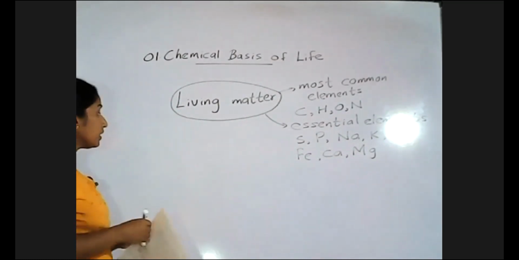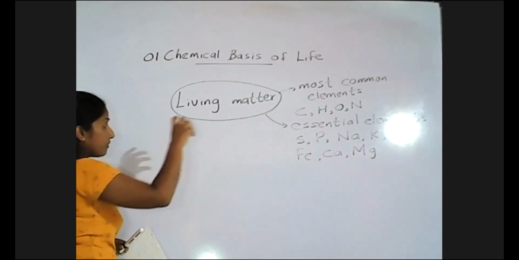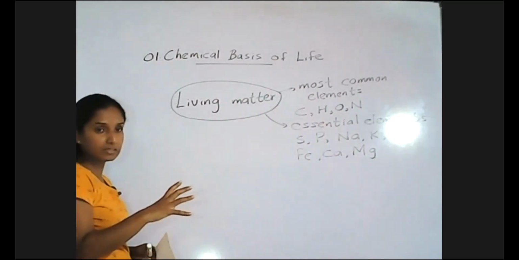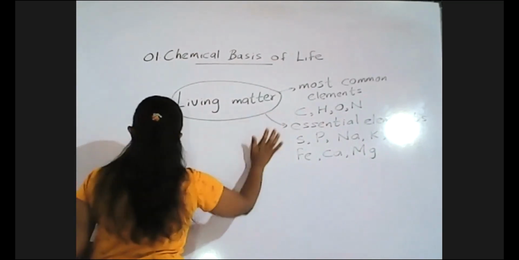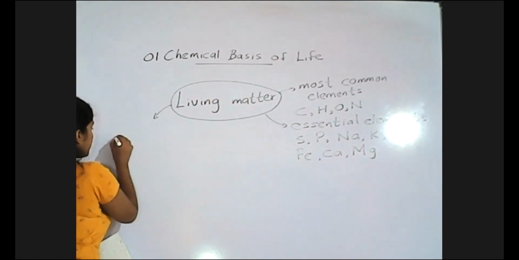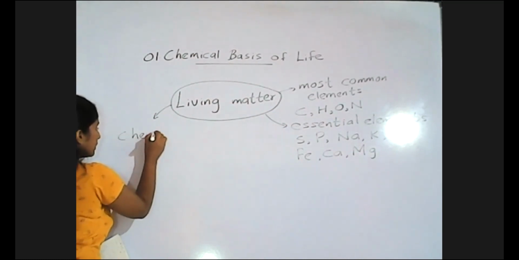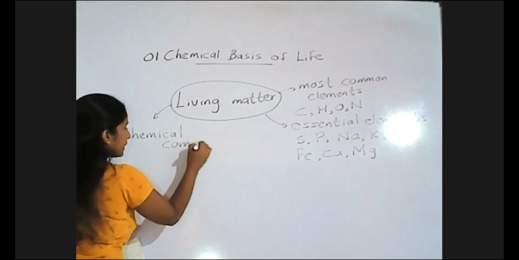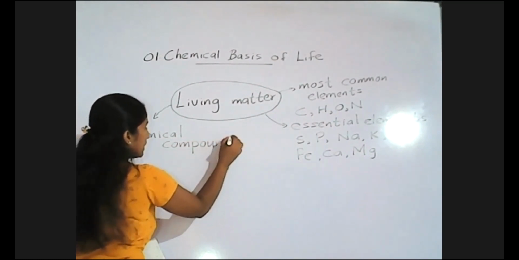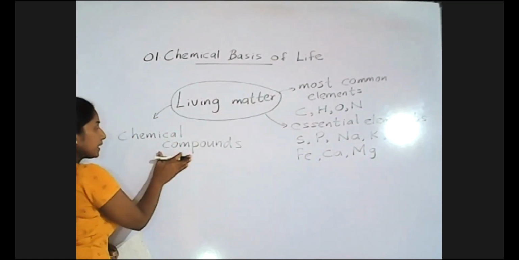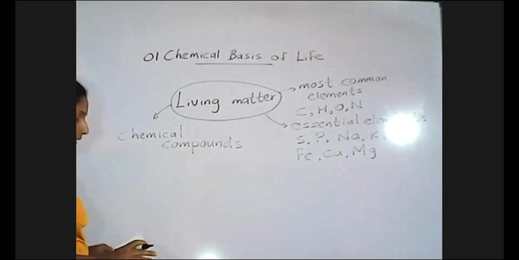When we consider these elements, by combining these elements, chemical compounds are formed. With the combination of these elements, maybe the common elements or other essential elements, chemical compounds are formed.